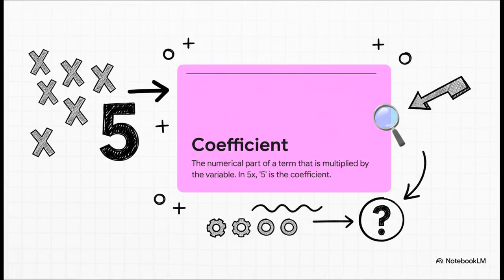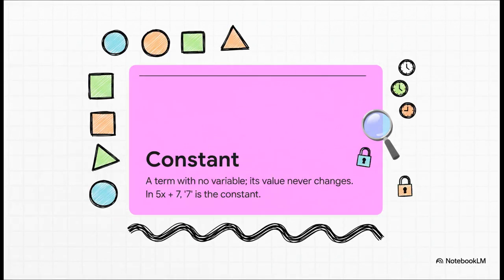And the number that's right next to that variable, that has a name too. It's called the coefficient. So in our example, 5x, the 5 is the coefficient. All it does is tell you how many of that variable you have. So in this case, we have 5 of whatever is in that x mystery box. And finally, you have the constant. This one's easy. It's just a plain old number with no variable attached to it. It's called a constant because its value is, well, constant. It never changes. So in 5x plus 7, that 7 is our constant.